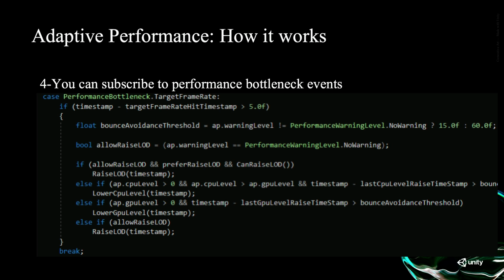And if you're target frame rate bound, that means you reach your target frame rate anyway, so you can start, depending on whether it makes sense or not, to lower the CPU level and the GPU level again to save power and battery, or to raise the LOD bias again to increase the quality of the game. So you see, it's very easy to implement, super easy to react, and you have full control over what you can do when you get those events.